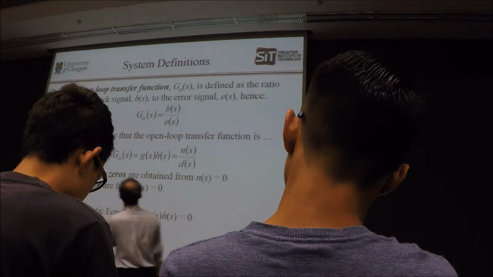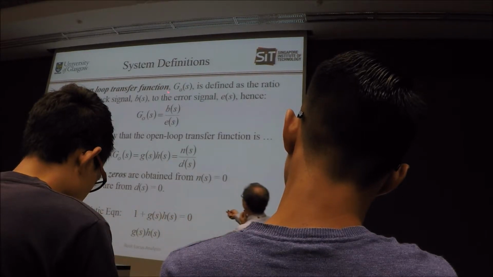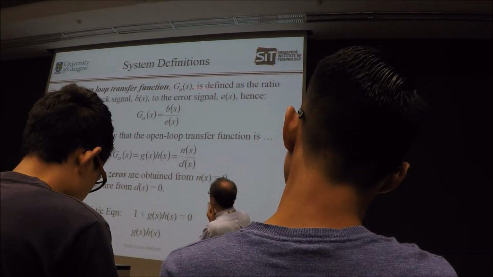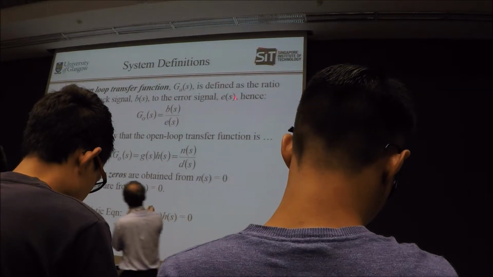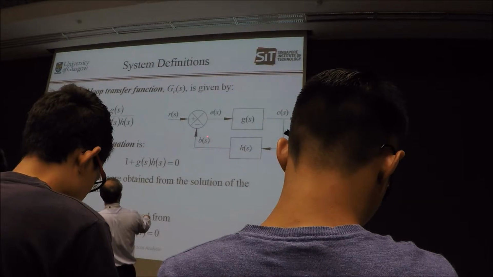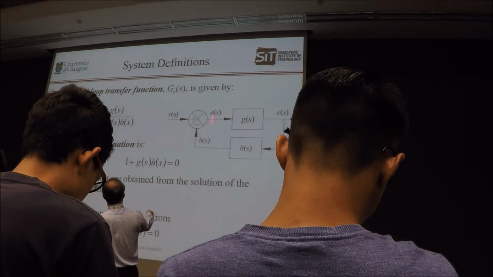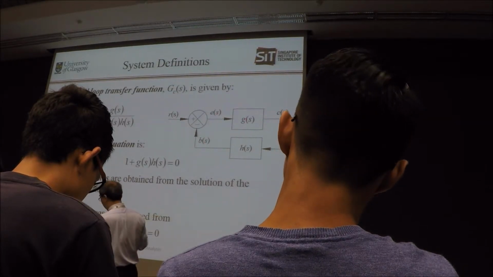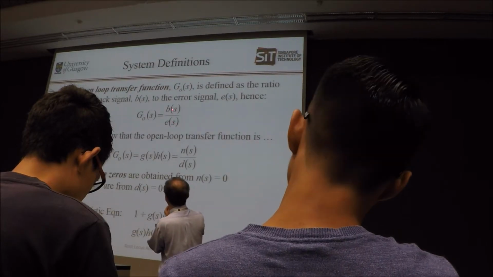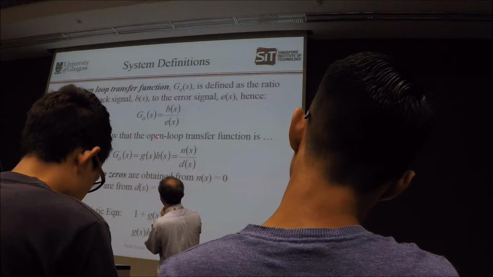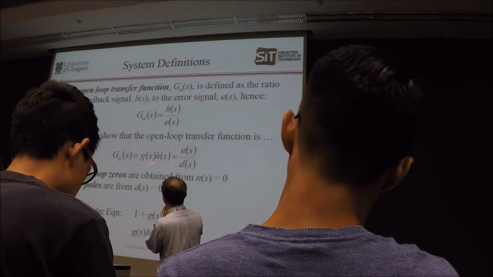The open loop transfer function G_O(s) is defined as the ratio of the feedback signal B(s) to the error signal E(s). If we go back, from here to here, what happens is G(s)H(s), and that's what we mentioned before. Your open loop transfer function is B(s) divided by E(s), which is equal to G(s)H(s).